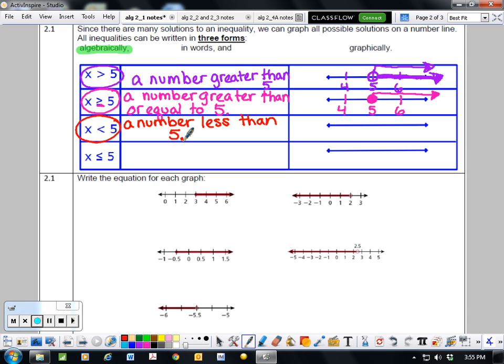So on the number line, we graph our 5. We graph a number on each side. You can always have more numbers, but never less. And then, what type of dot are we going to have on that 5? Well, is 5 included or is it not included? Is 5 less than 5? No, it's not included. So we have an open dot, and we want all numbers lower than or less than that. So my arrow is going to go towards the lower numbers or to the left.